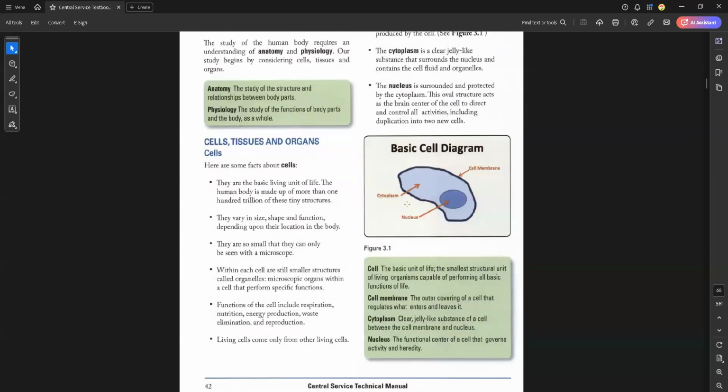And please, I want everyone to pay attention because I'm going to tell you something very critical when it comes to the cells and tissues and organs before you go to the systems. Before you go to the systems. Now, there is something over here. They are the basic unit of life. The human body is made up of more than 100 trillion.